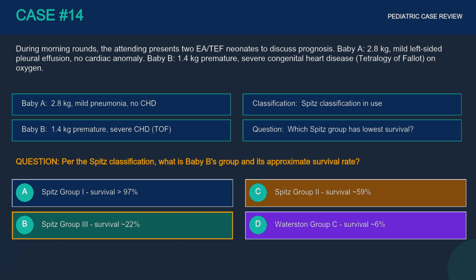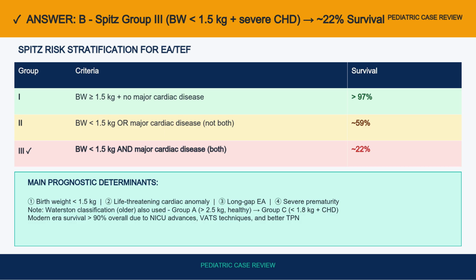Option A, Spitz group 1 with a survival greater than 97%. Option B, Spitz group 2 with a survival of approximately 59%. Option C, Spitz group 3 with a survival of approximately 22%. Option D, Waterston group C with a survival of approximately 6%. The correct answer is option C, Spitz Group 3, with an approximate survival of 22%.